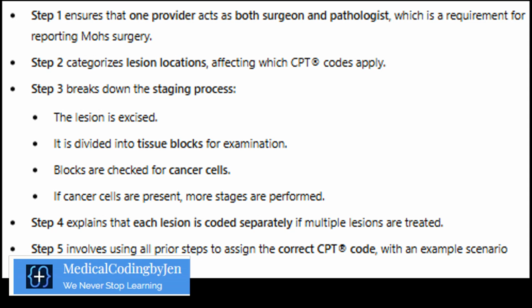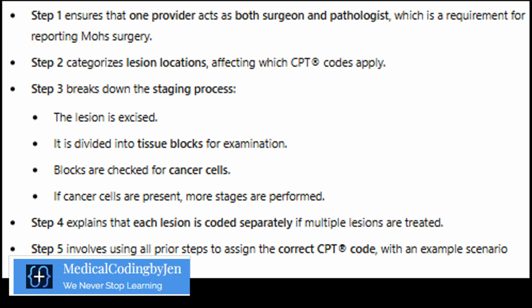For lesions of the trunk, arms, and legs, select code 17313 and add-on code 17314. Regardless of location, you might also need to report add-on code 17315. Step 3. How many stages? How many blocks? Things become more complicated at this step.